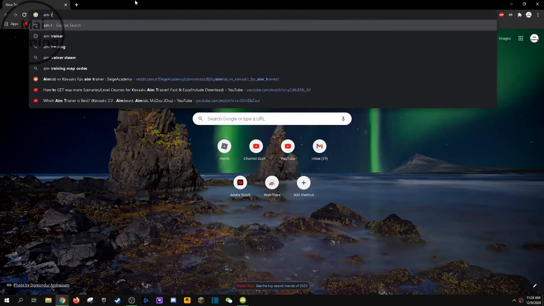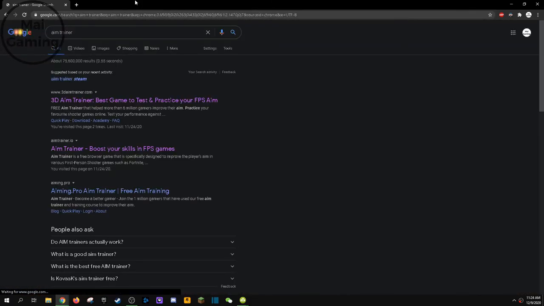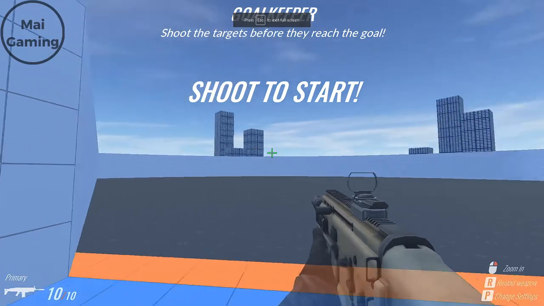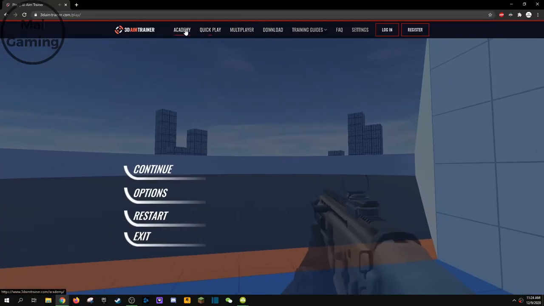And one more thing, never use website aim trainers. They suck because of the lack of scenarios, and half of them aren't even 3D. Most of them don't even have a system where they can measure your game sensitivity and FOV.